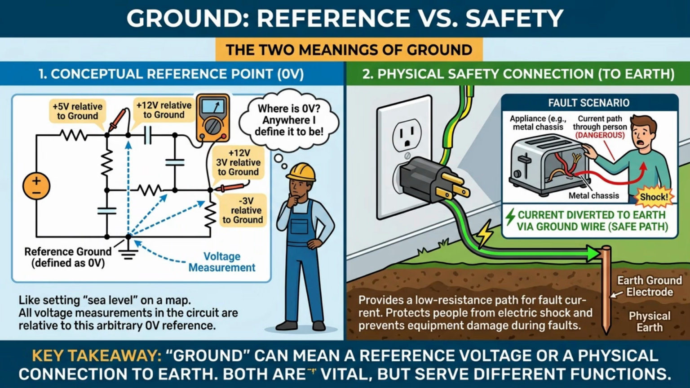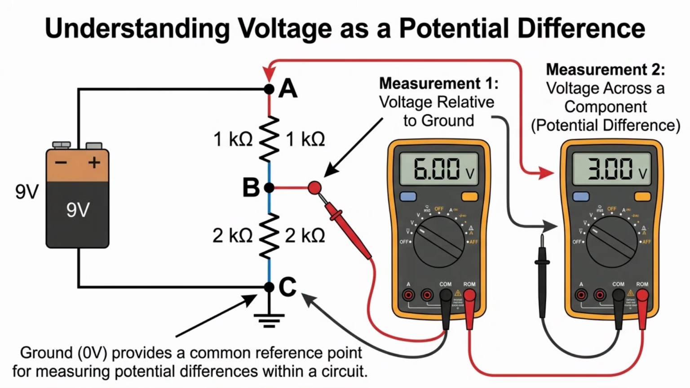Ground is one of the most important concepts in electrical engineering, yet it is often misunderstood by beginners. Many people assume that ground is a physical destination where electricity disappears. In reality, ground is primarily a reference point used to define voltage levels within a circuit. Voltage is not an absolute quantity. It always represents the electrical potential difference between 2 points. Because of this, engineers need a common point of comparison when analyzing circuits. Ground provides that common reference and is usually assigned a value of 0 volts.